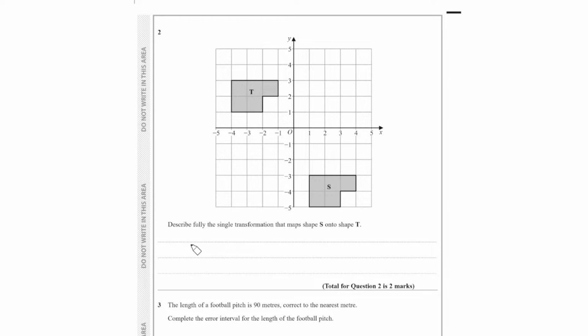Question number 2. Describe fully the single transformation that maps shape S onto shape T.